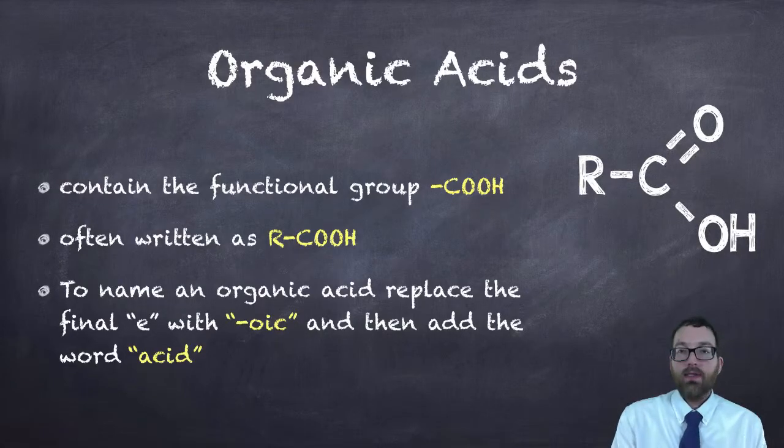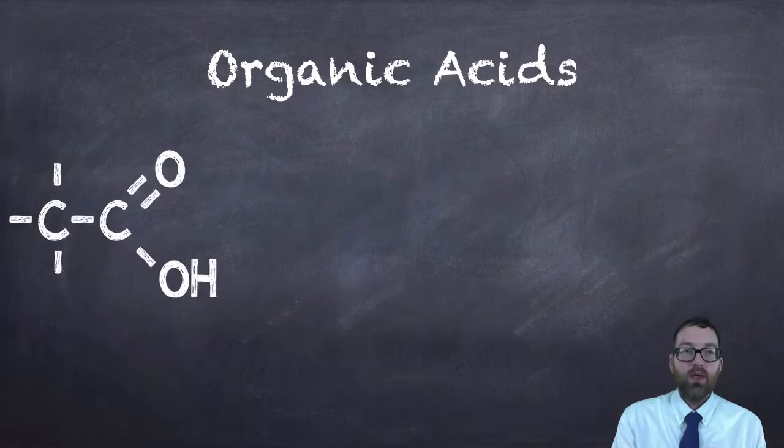So to name an organic acid, you replace the final E on the name if it was to be an alkane with the suffix oic, and then you add the word acid. So here is an organic acid.